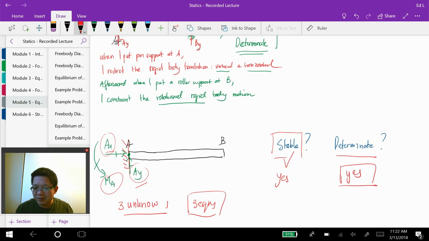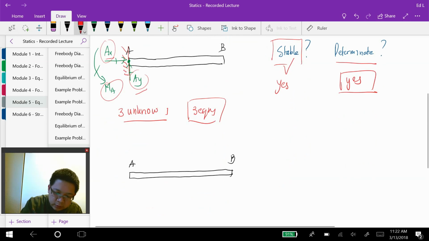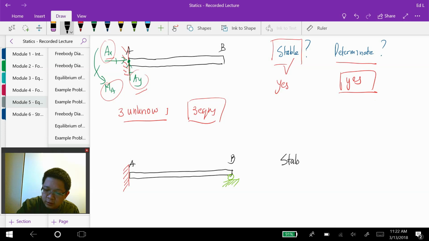Okay, all right. And then let me put the structure a little bit different right now. So I have this beam, AB. Then I have my fixed support at A. Then let's say I put another roller at B. My question to you is, is this structure stable, and is it determinate?